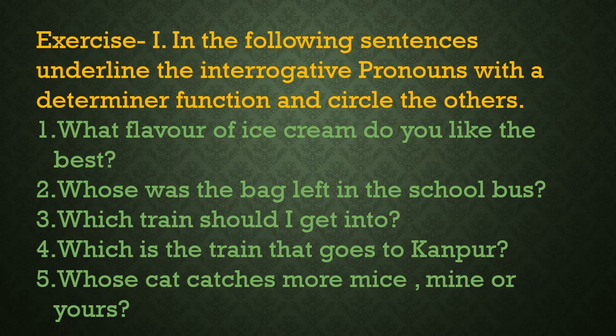You would have noticed that in the first, the third, and the fifth sentences, we have flavor, train and cat following the interrogative pronouns what, which and whose. So they are determiner functions because they are specifying the noun. If the interrogative pronoun specifies, or we can say modifies, a noun, then it is called the determiner function. Let's continue.